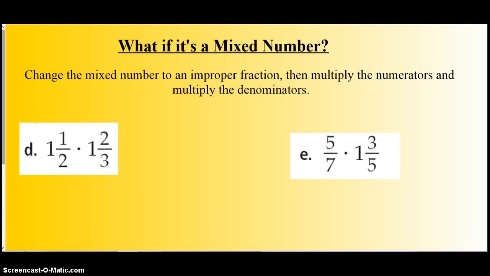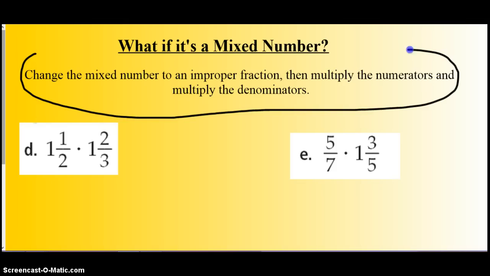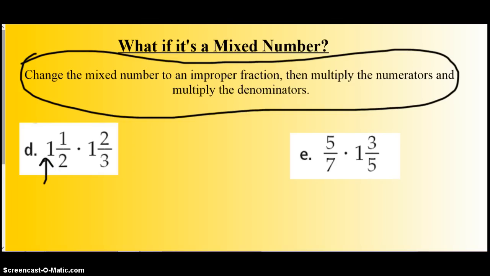What happens when it's a mixed number? Well, here's what we need to do. Make sure that you write this into your notes. You've got to change the mixed number to an improper fraction, then multiply the numerators and multiply the denominators just like we've been doing. So real quick, to go from a mixed number to an improper fraction, you take the 1 times 2, which is 2, plus the numerator. So you've got 1 times 2 plus 1 is 3.